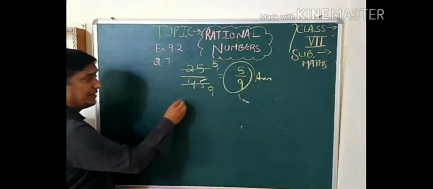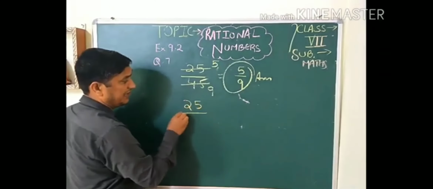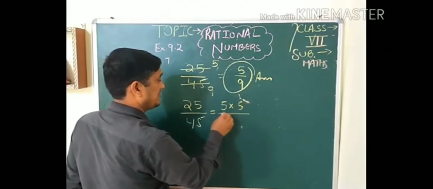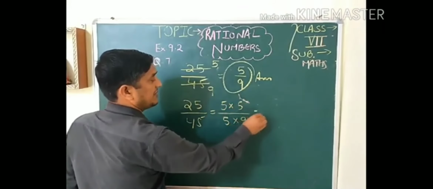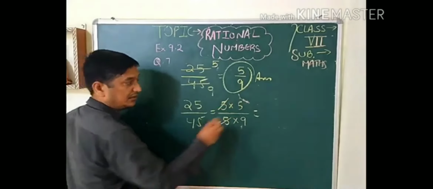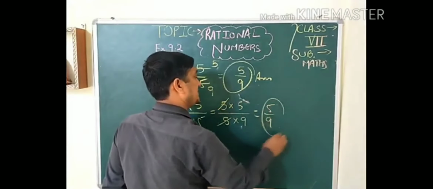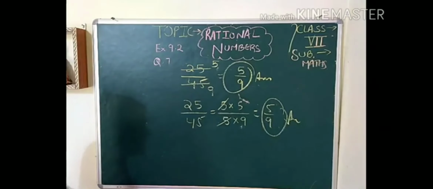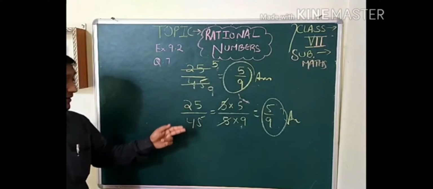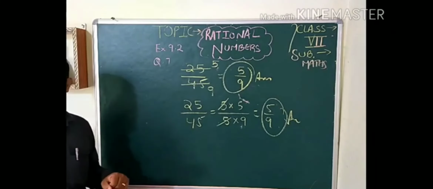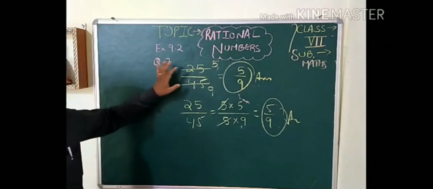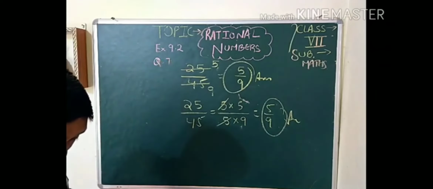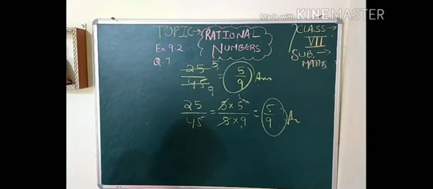Or you can do it by prime factorization, 25 by 45. 5 fives are 25, 5 nines are 45. The 5s cancel, 5 by 9. You may try it by taking the HCF of 25 and 45. This is up to you, children. You have to pick any one of the methods. Now children, you have to try the rest of the parts at home.